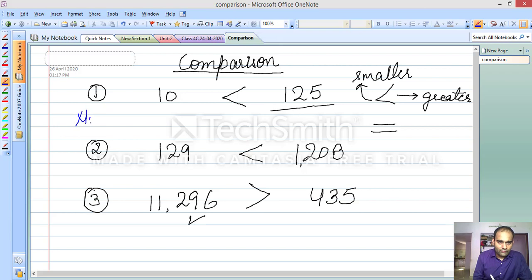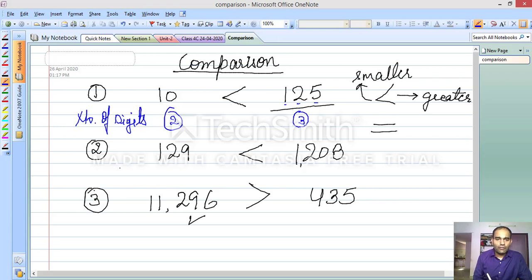Okay, let's count here. Number of digits. How many digits here? 2. How many digits here? Count 1, 2, 3. 3 digits are there. What have I told you? That if the number of digits is greater in any number, that number will be greater.